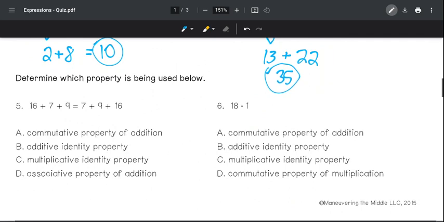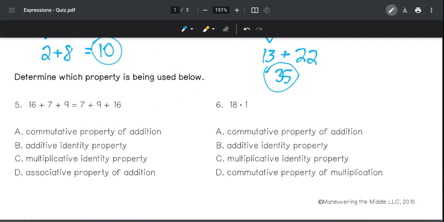All right, number 5 and number 6 ask us to determine which property is being used below. So number 5, 16 plus 7 plus 9 equals 7 plus 9 plus 16. We're adding, so I'm going to cross off C because that's talking about multiplication. What's happening in number 5 is we're going to all the same places, we're just going in a different order.